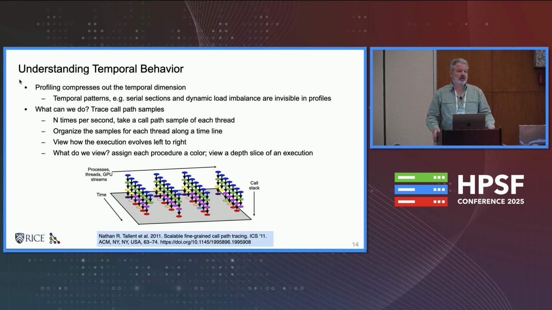And so in order to understand the temporal behavior of the application, when we collect one of these call paths as we unwind, we unwind at time t, and time t plus delta t, and t plus 2 delta t. So we have a series of call paths for every thread running on one of these platforms, so hundreds of thousands of threads, and then we also get these call paths for the GPU operations.